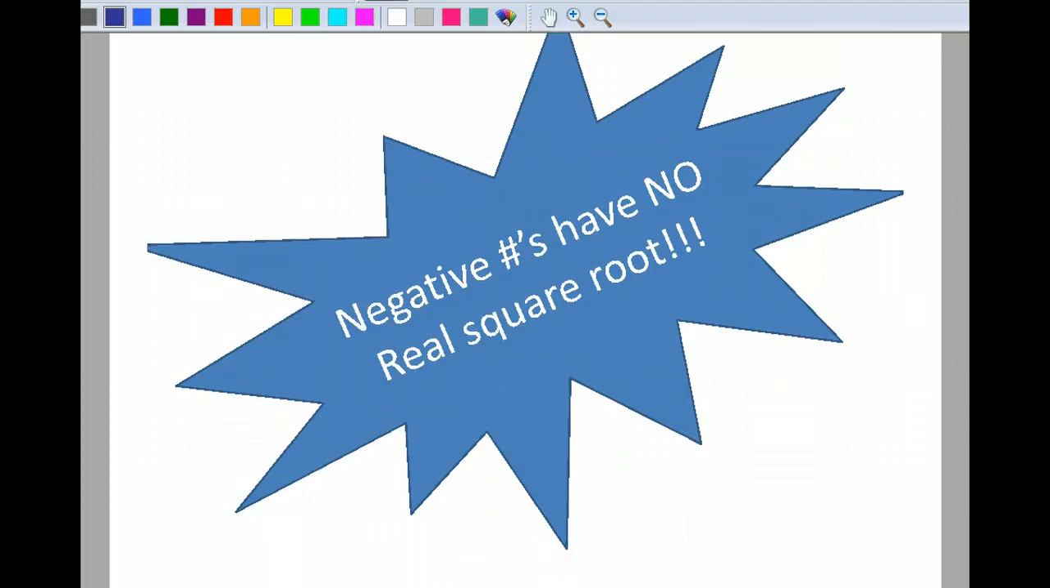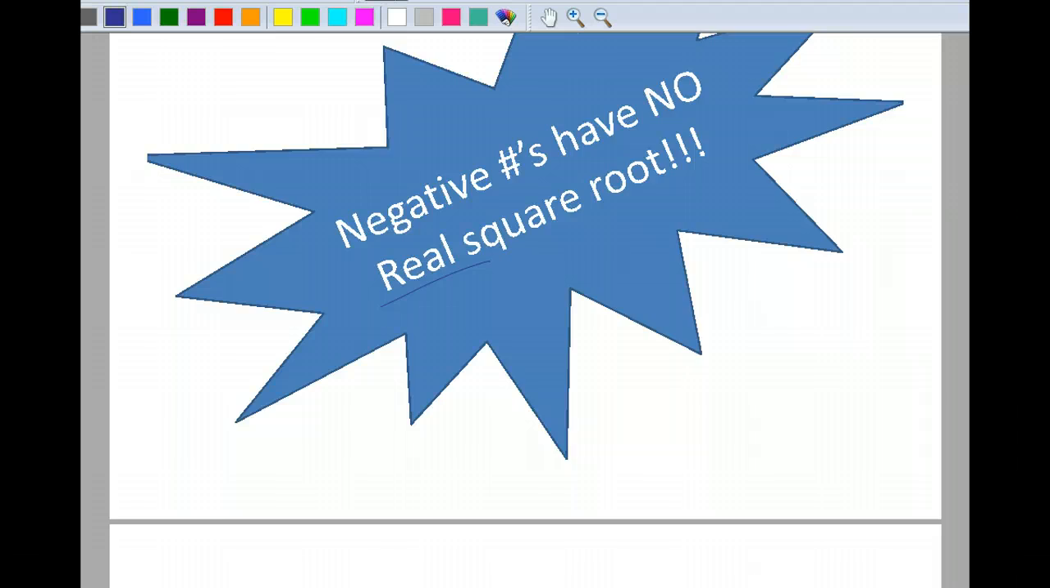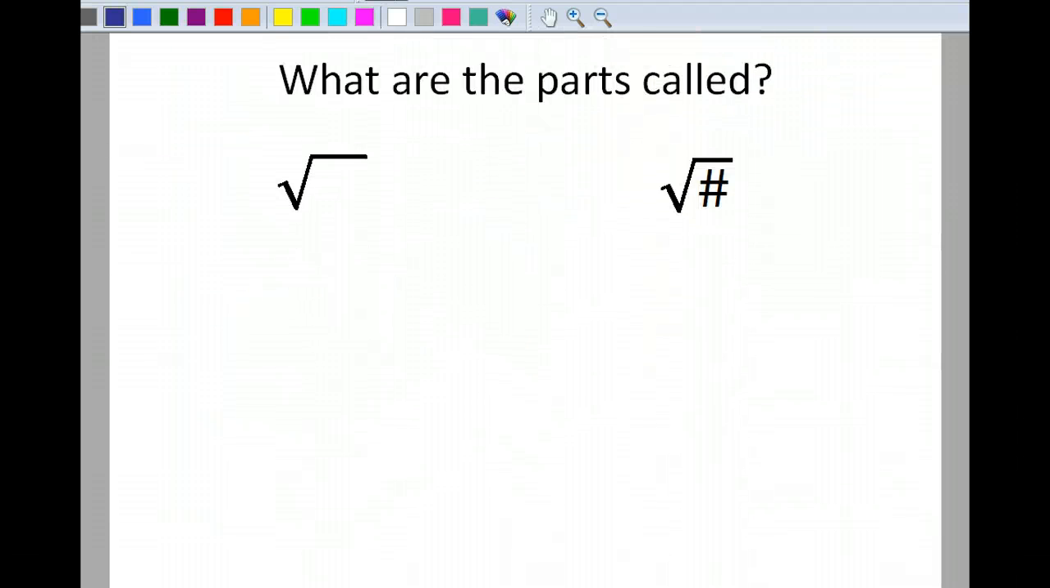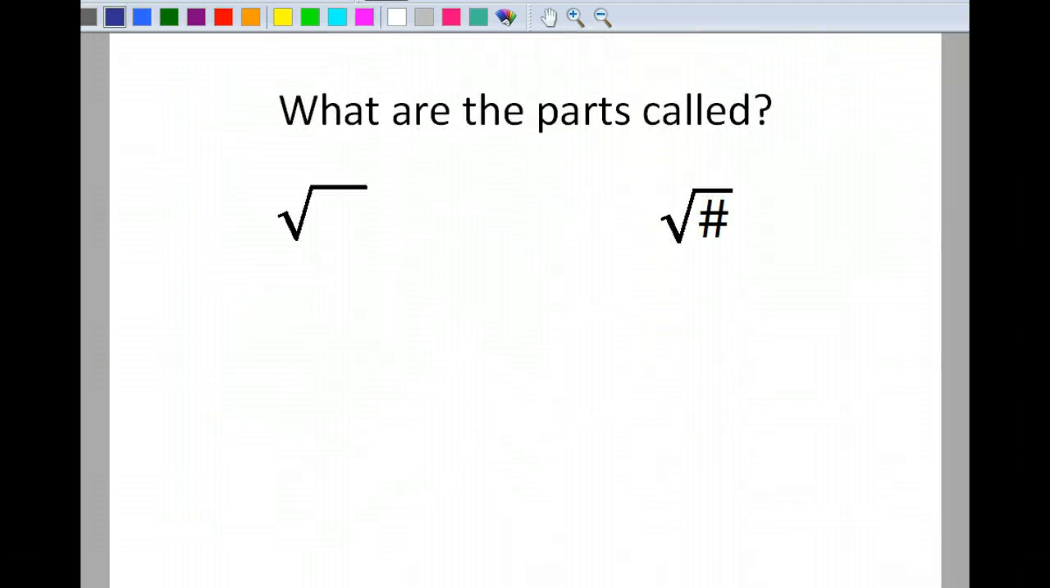Okay, one thing that's crazy important for you to remember is negative numbers have no real square root. They do have a square root, it's just not real. Okay, we also need to know what the parts of this are called. So this symbol is called the radical. Now the number that's inside the radical is called the radicand.